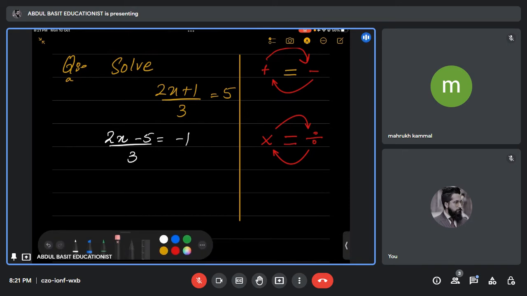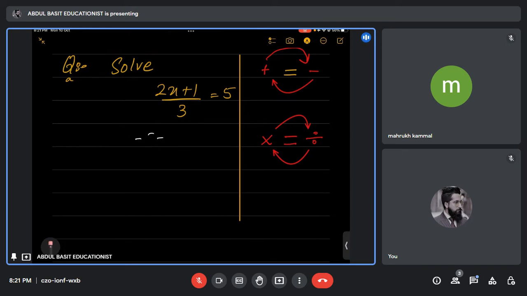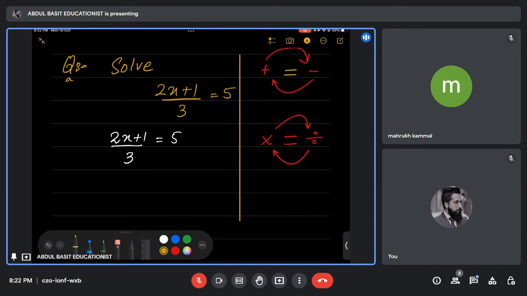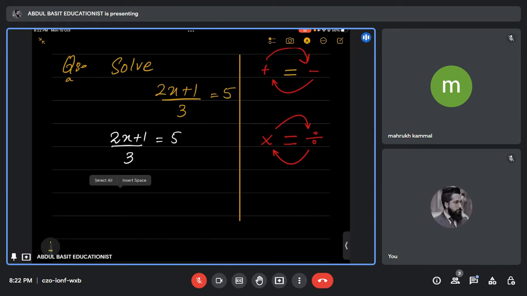So it's wrong. So why is this wrong? We have to check why this is wrong. In order to proceed, the question must be like 2x plus 1 is equals to 5 divided by 3. You can see this 3 is in the division here, right? So in order to cancel this 3, I have to multiply both sides with 3. Yes or no?